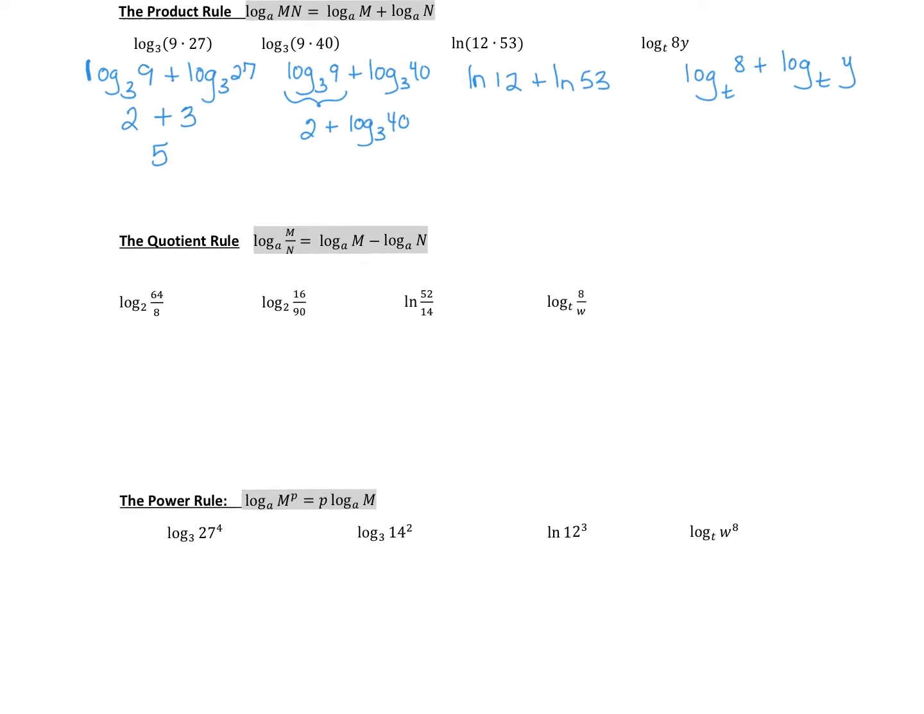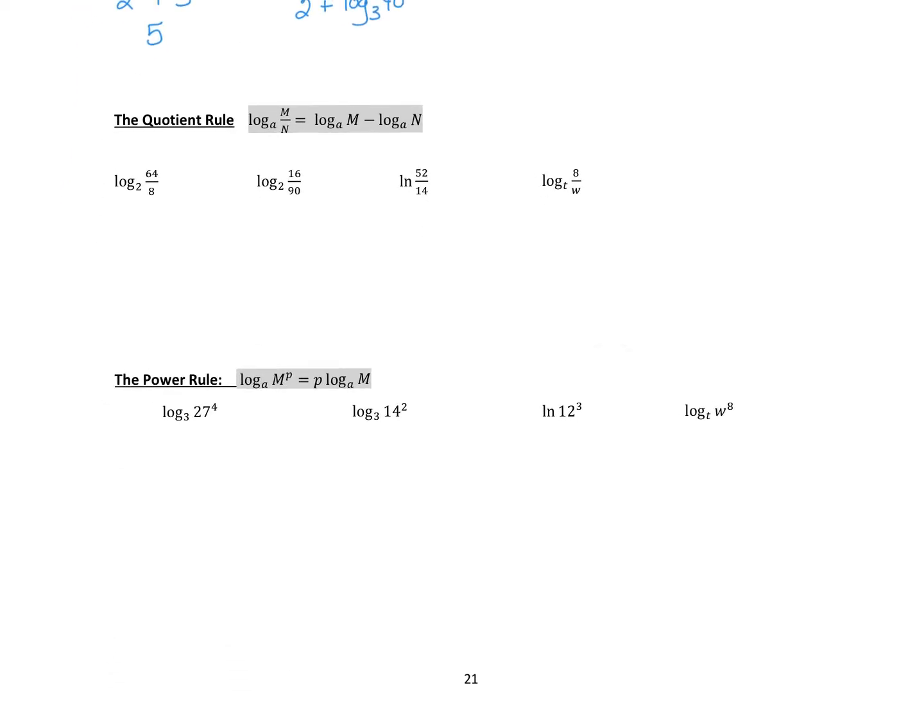The next rule that we have for logarithms is called the quotient rule. It says the log of a quotient is the difference of the logs. So for example, log base a of m divided by n is the log base a of m minus the log base a of n. So we'll break this one up, the first one, as log base 2 of 64 minus the log base 2 of 8.